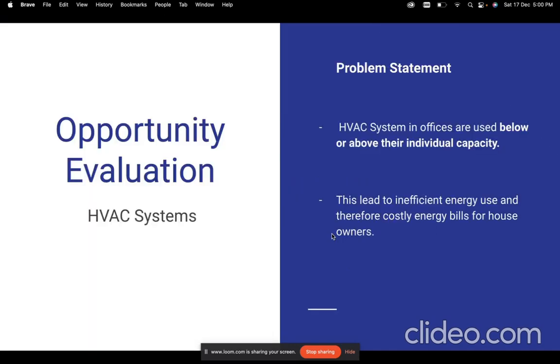So what's the opportunity here? Looking into the opportunity evaluation, the problem statement that we have is that HVAC systems in offices are used below and above their individual capacity. Because of the inadequate use of the HVAC systems, this leads to inefficient energy use and therefore leads to costly energy bills for house owners as well as for offices and enterprises.